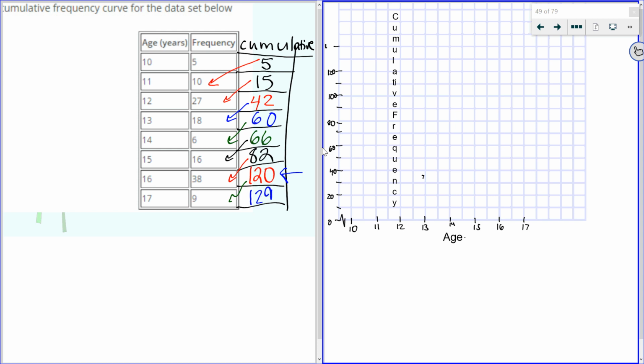So notice I put marks for every one, but I only numbered every 20 just to make it look a little neater. And again, the title on that side is cumulative frequency. That's what an OGIV or a cumulative frequency graph will always have on the left side.